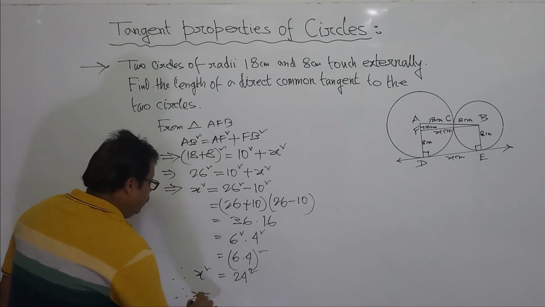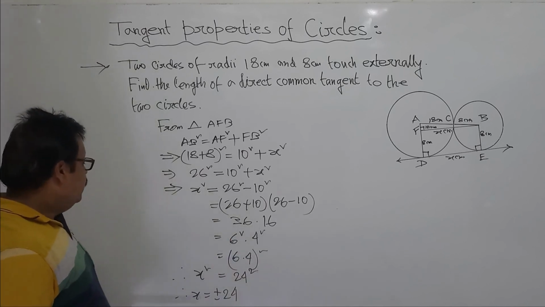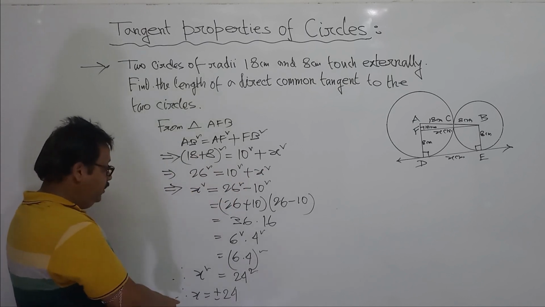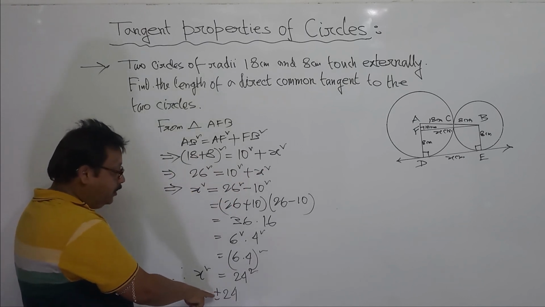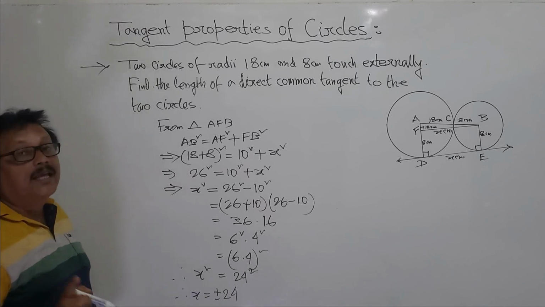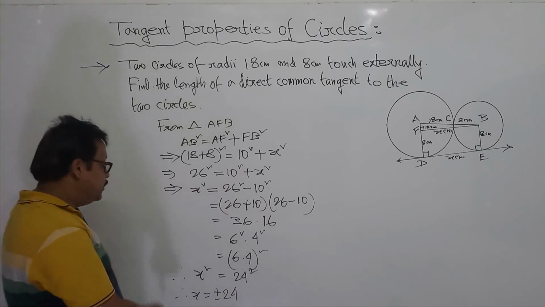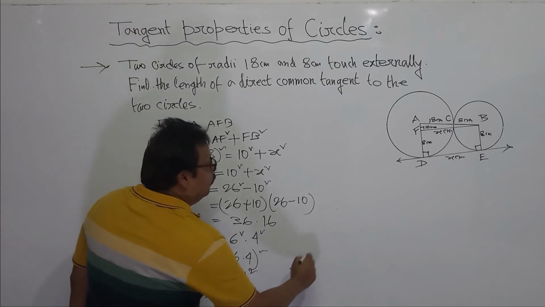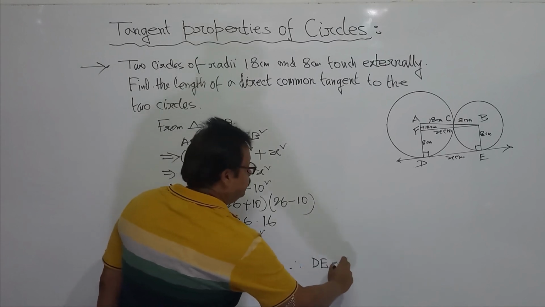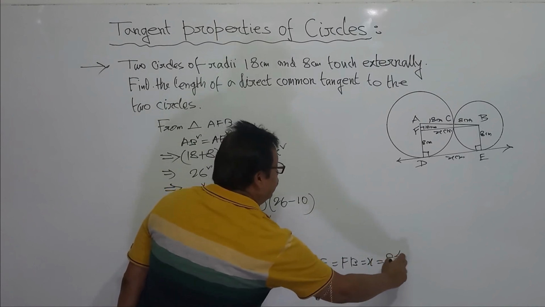Therefore, x equal to what? Plus minus 24. So, here the values of x. x means DE, the length of the direct common tangent you have to find. One you got plus, another one you got minus. Since distance cannot be negative, the direct common tangent cannot be negative. So what is the positive value? 24. Therefore, DE equal to FB equal to x equal to 24 centimeter.